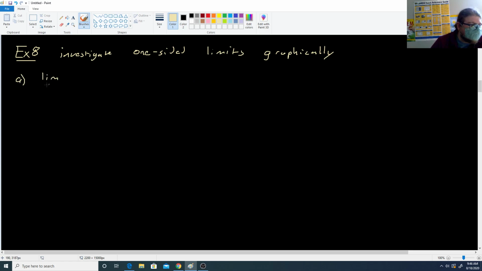We want the limit as x approaches 2 with the plus or minus, of 1 over x minus 2. When you see a plus minus after your limit like this, this means to investigate the one-sided limit separately. This basically means figure out what's going on at the right limit, figure out what's going on at the left limit.